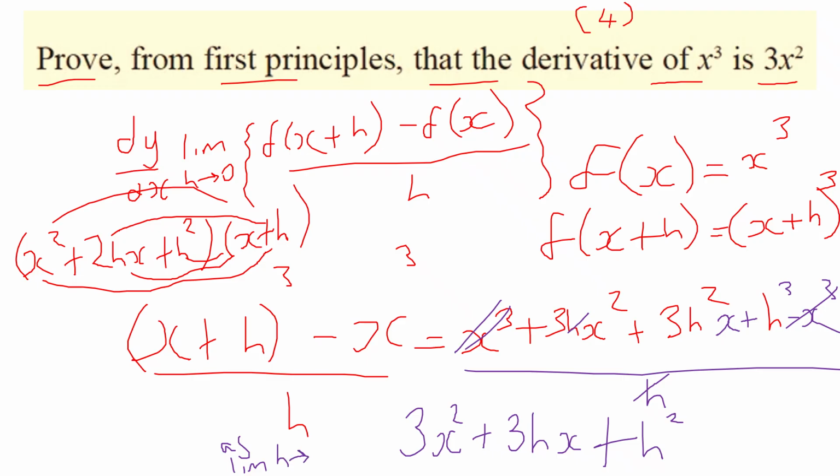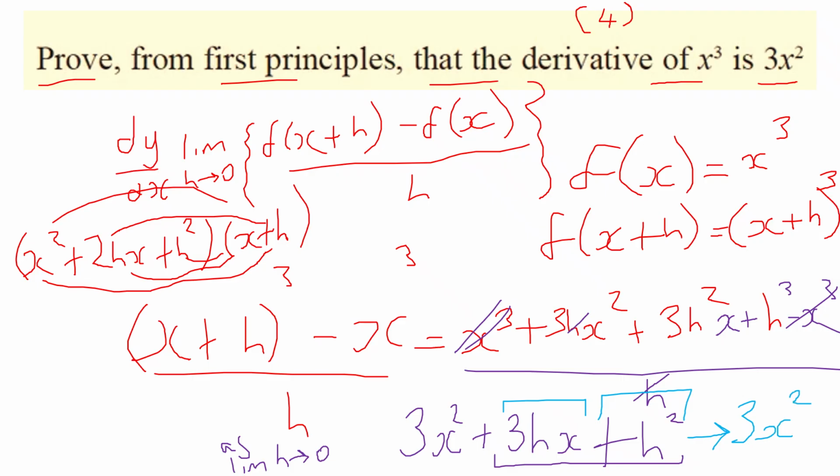as h gets closer and closer to 0, we can neglect this part here, because h is getting really small. That means 3hx is getting really small, so is h squared, because that's getting closer and closer to 0. So this is tending to 0, leaving me with 3x squared as my final answer.